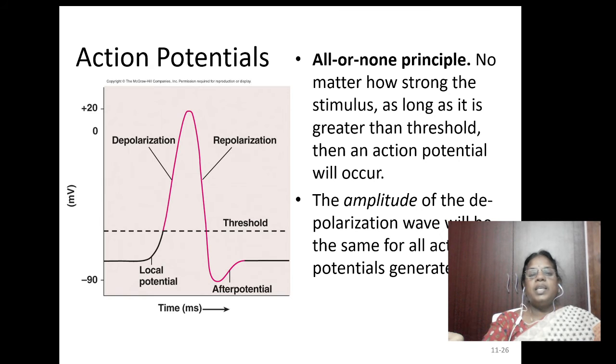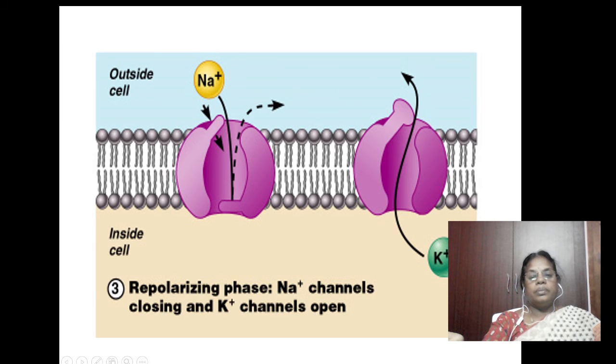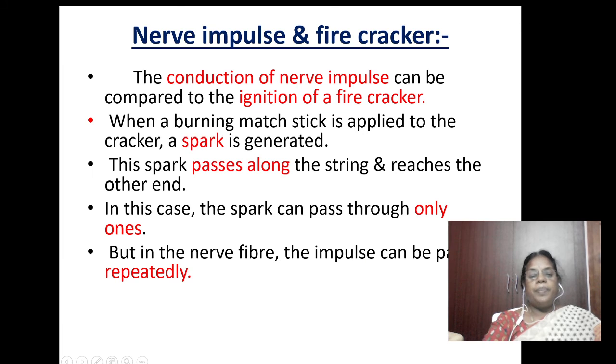So you can see the simple diagram here. This is the depolarized part, the spike potential here, and the repolarized part, and here is the after potential. After the action potential, it is followed by after potential. This is the normal potential, that is the threshold. This is K plus and Na plus ions moving.